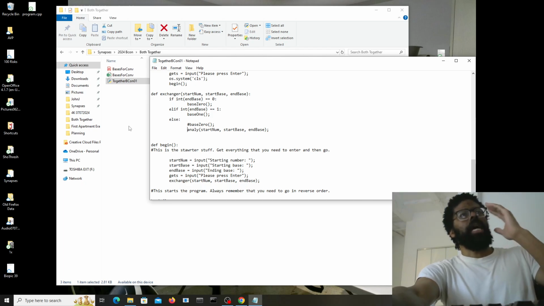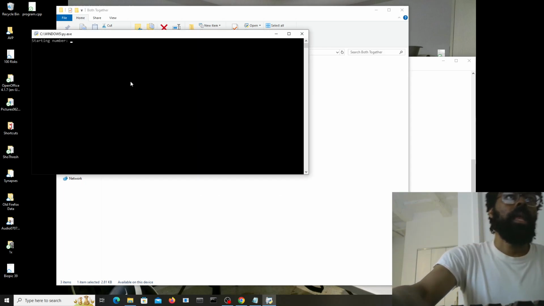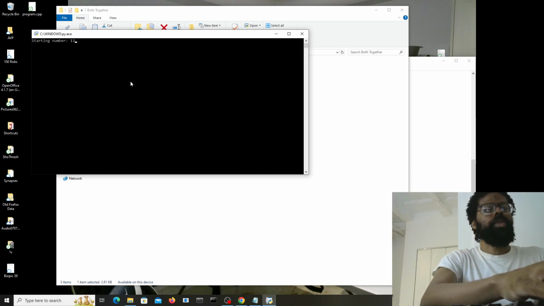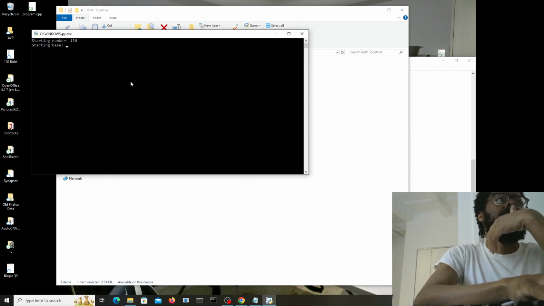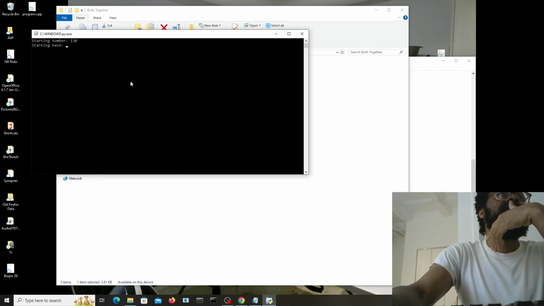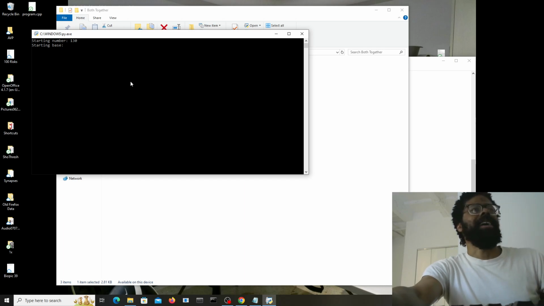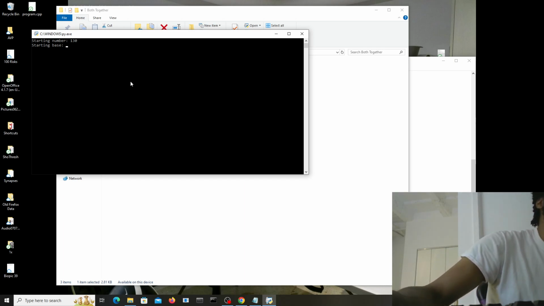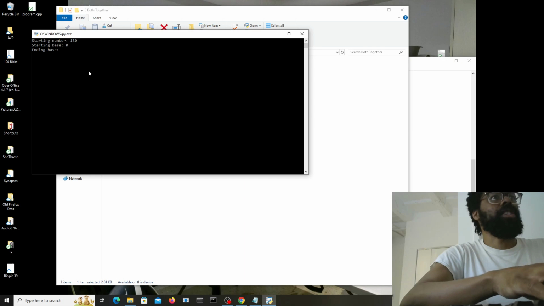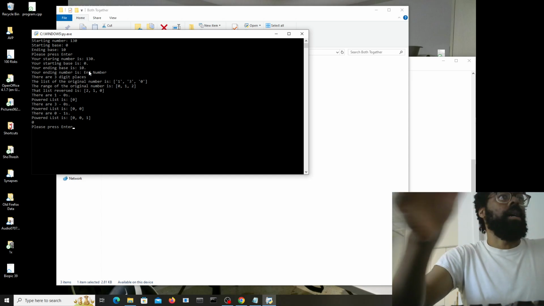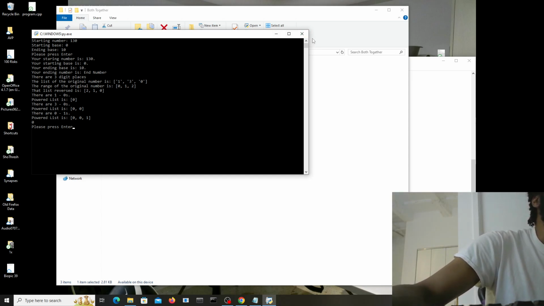So, yeah, okay, 130, starting base equals 10. I think that was the issue. So the actual issue was that I had it in the wrong order. I was supposed to put base zero in the first one, and ending base would be, I guess, base 10. And no, no.